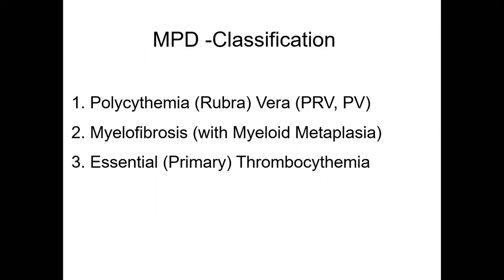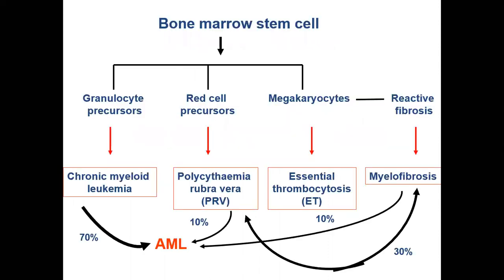The classification of myeloproliferative disorders includes 1. Polycythemia vera, 2. Myelofibrosis with myeloid metaplasia, and 3. Essential primary thrombocythemia. In this diagram, we can see that the bone marrow stem cells will give rise to granulocyte precursors, red cell precursors, and megakaryocytes. The megakaryocytes proliferation induces reactive fibrosis.